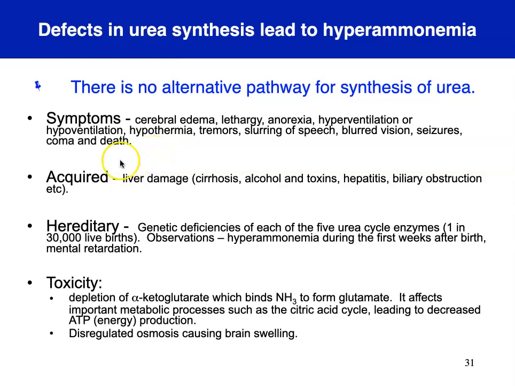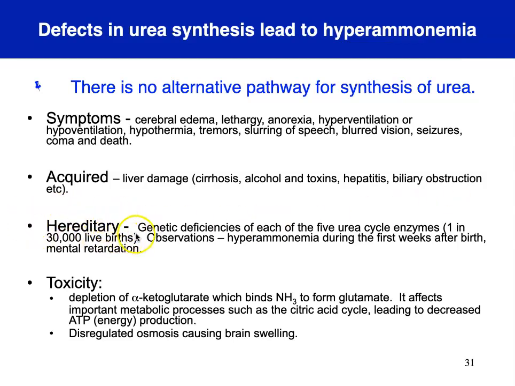Now, hyperammonemia can be either acquired or hereditary. Acquired is when we have liver damage. That liver damage can be caused by cirrhosis, which is caused by alcohol intoxication or chronic alcohol intoxication. It can also be caused by viral infections, most commonly hepatitis infections, or biliary obstruction. That's basically obstruction of the bile ducts that increases the pressure in the liver, and that eventually damages the liver.